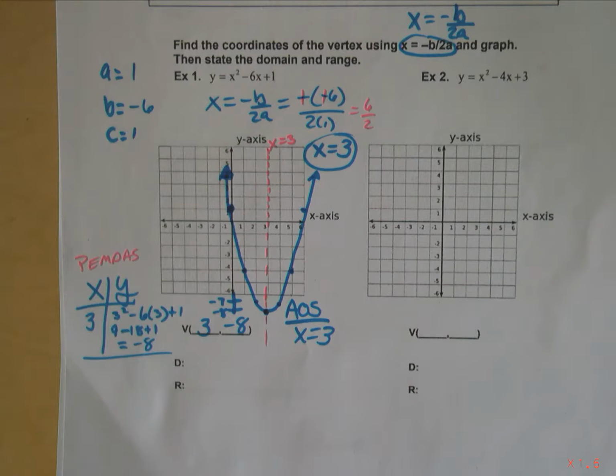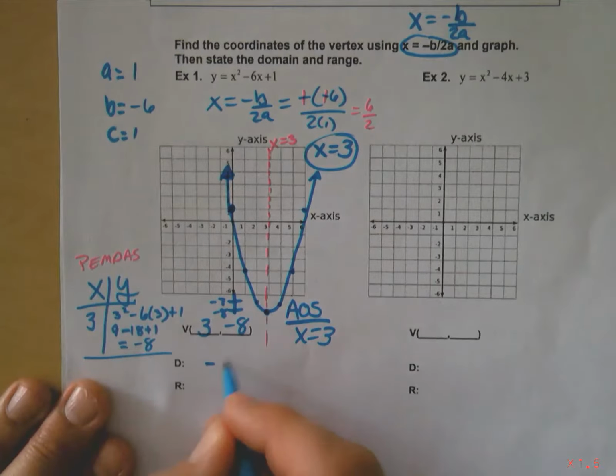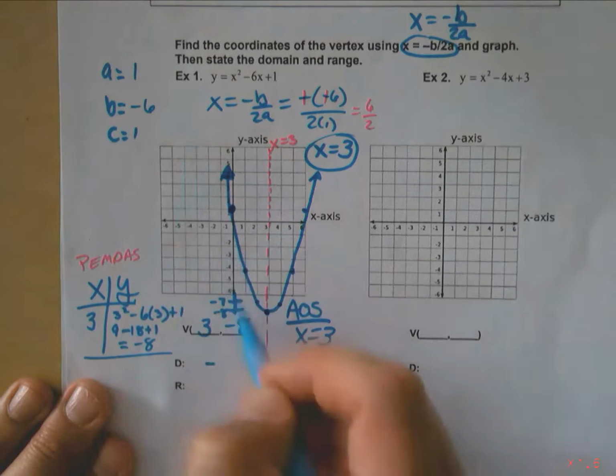Domain and range. Domain is always the same thing. This thing goes all the way to the left and all the way to the right, so negative infinity to infinity. And your range is again bottoms up. At what y value do you start seeing it? What's this y value? -8. So it goes from -8 all the way up to positive infinity. -8 is part of the graph, so I'm going to use a bracket there.